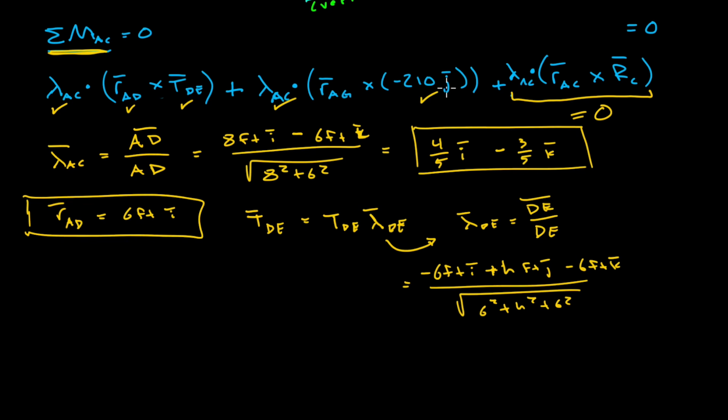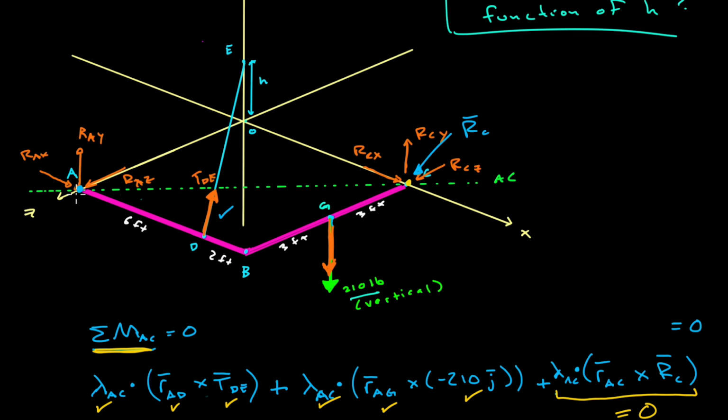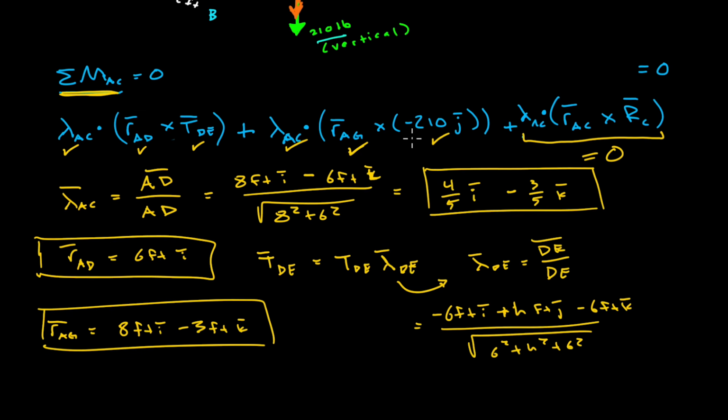The 210-pound force vector is already known. That just leaves RAG, which is pretty straightforward. There's no y component. It's just going to be 8 feet in the I direction, and we're going to subtract off 3 feet in the k direction. Like so. Okay, so we have the roadmap, which is the equation taking the moments about the line AC, and we've sorted out what all of our terms are. Now it's just a matter of carrying out the math.